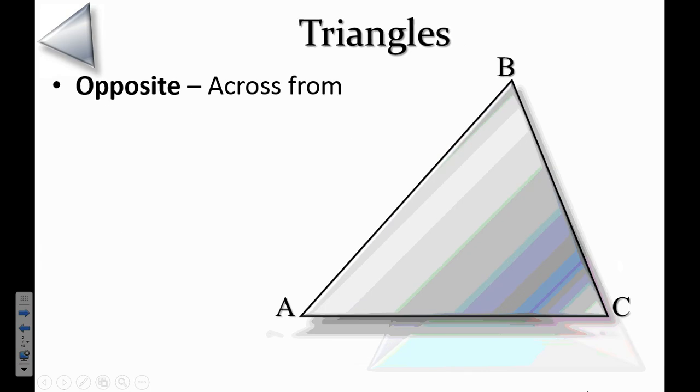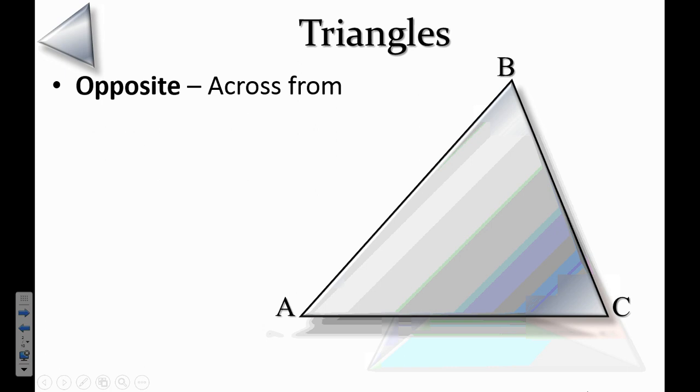Remind me, what was an isosceles triangle? Two congruent angles, two congruent sides. Equilateral triangle? All the sides are equal. There's a couple other vocabulary terms that we want you to be aware of.